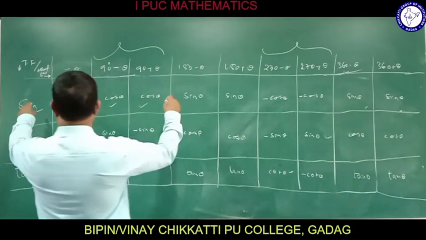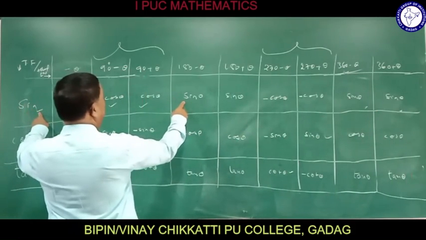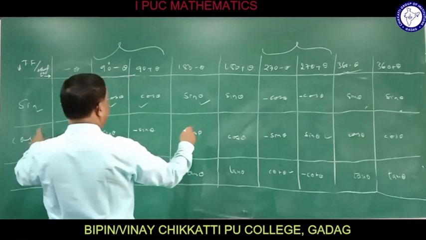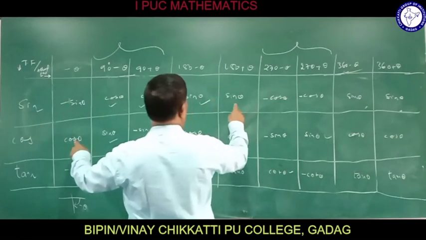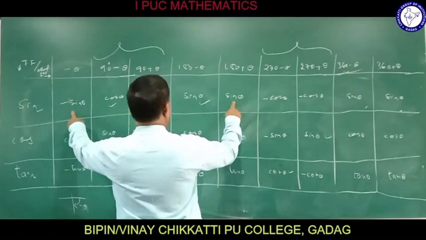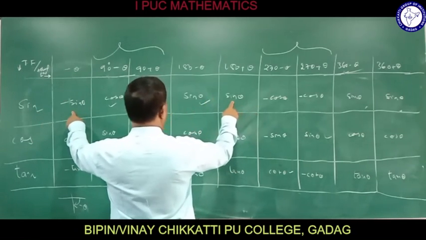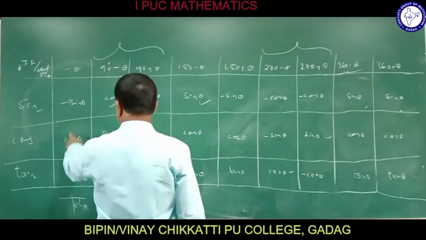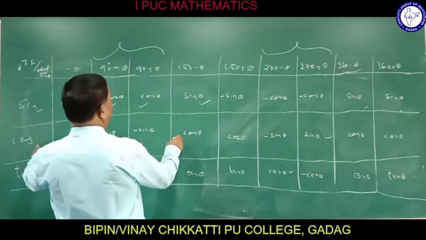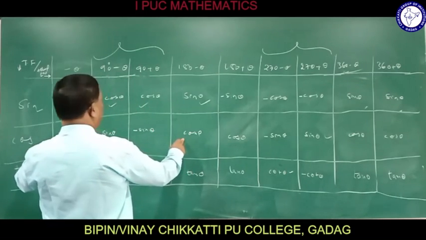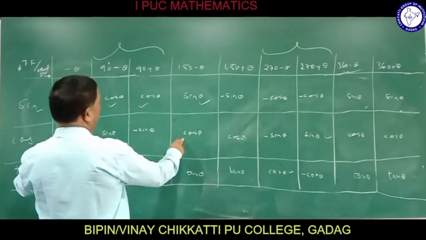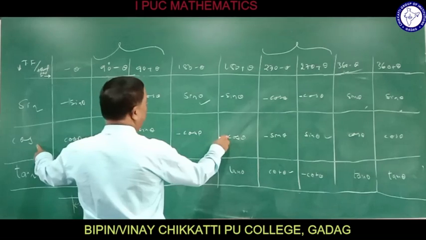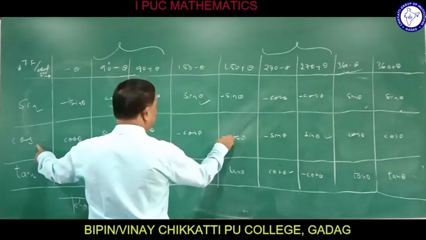Now, look at this. Sine of 180 minus theta: 180 minus theta is in the second quadrant, so it is positive. And look at this, 180 plus theta is in the third quadrant, so it is negative. And similarly, cos of 180 minus theta: second quadrant, negative. And 180 plus theta, third quadrant, is also negative.